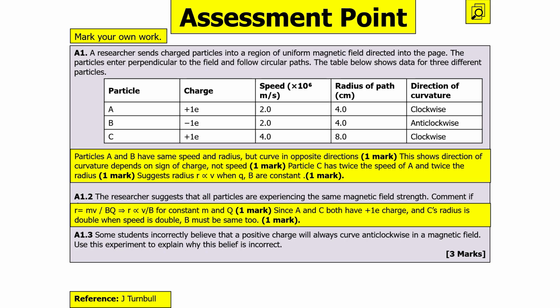We know R is equal to mv over Bq, so R is proportional to v over B for constant m and q. Now since A and C both have the same charge, and C's radius is double when the speed is double, B must be the same too.